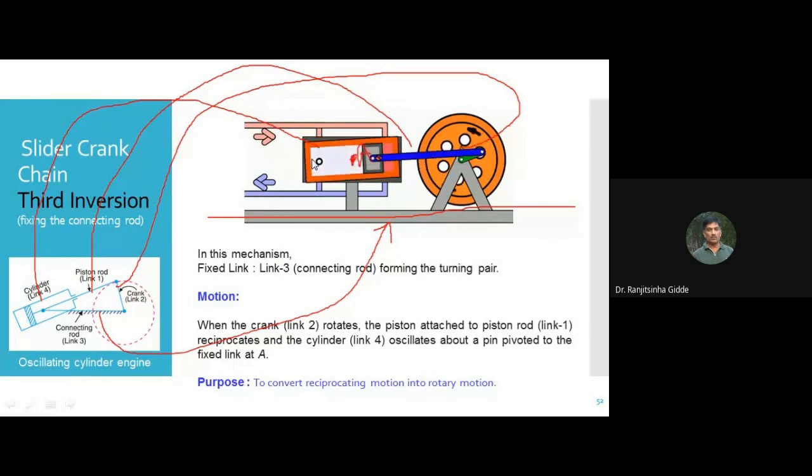Did you understand? Did everyone understand? So this is the slider crank chain's third inversion. What is the name for this? That is the oscillating cylinder engine.